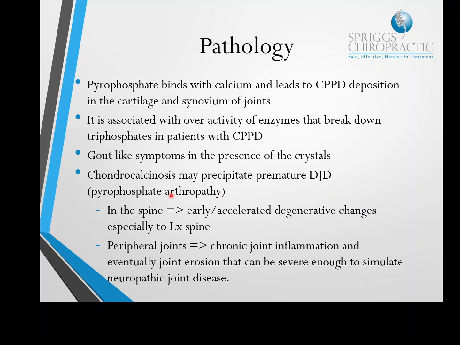Chondral calcinosis, which is obviously when the calcium gets laid down on the cartilage, may precipitate premature degenerative joint disease. In the spine, it will cause early or accelerated degenerative changes, especially of the lumbar spine, and in the peripheral joints, it will cause chronic joint inflammation, which will eventually lead to erosion, which can be severe enough to simulate neuropathic joint disease, which is what we went through in the last video. So quick recap on that one. It's only a short video if you want to go through that.